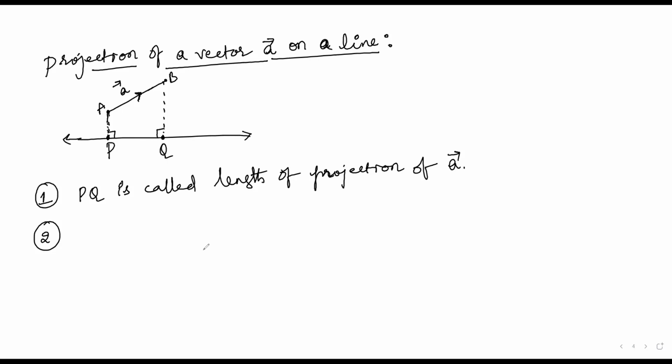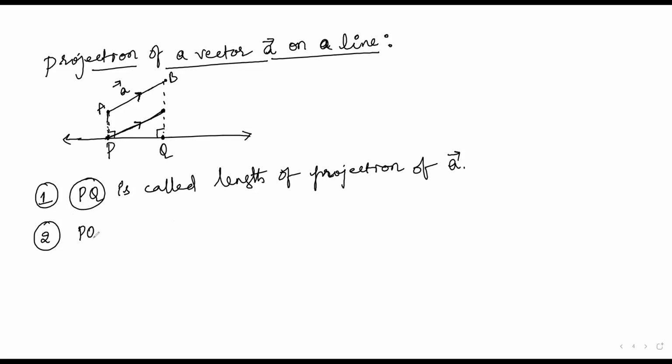This is the general projection of a vector on the line. PQ is called projection of A bar on the line. Or what you can do is, AB you can bring here and put here. This also, same thing, projection you get, because you can move the AB vector here. Here also you can say projection is PQ.